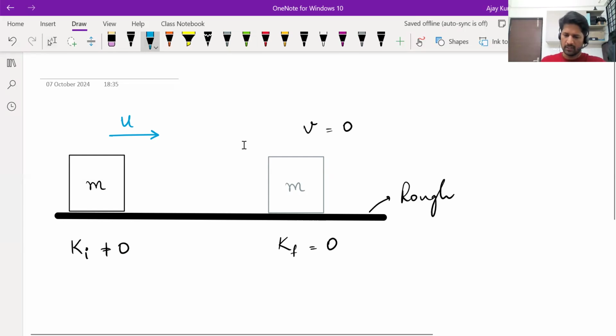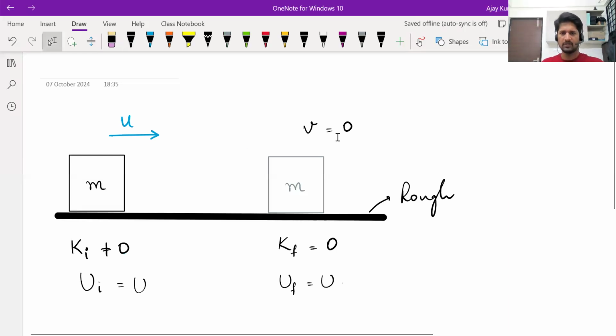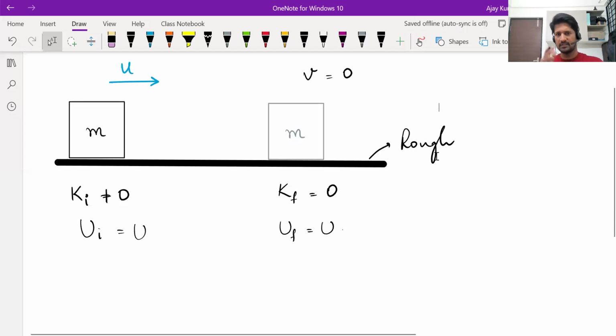Therefore, whatever was its initial potential energy, let's call it U, the final gravitational potential energy also must have been U, because it is neither taken higher nor brought lower. Its height from the ground remains the same. So there's no change in its potential energy, but there's a change in its kinetic energy.